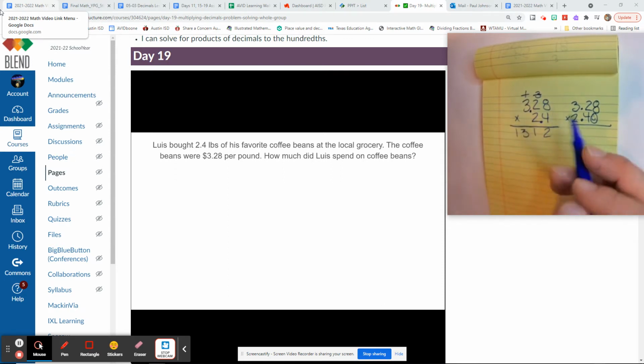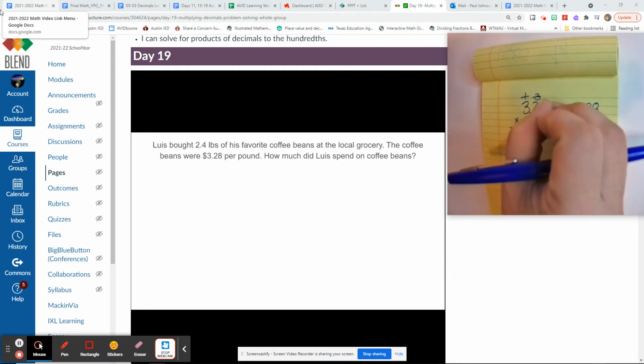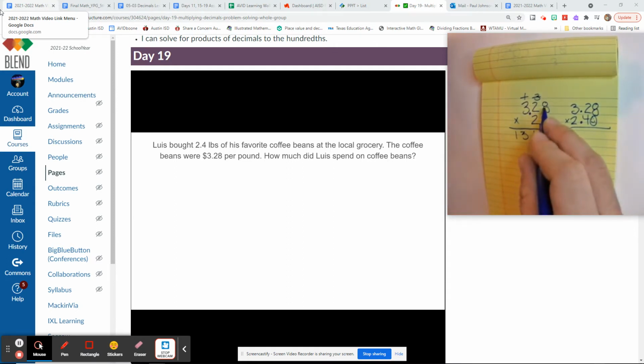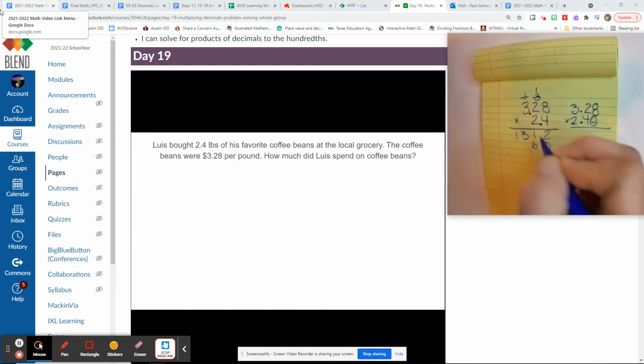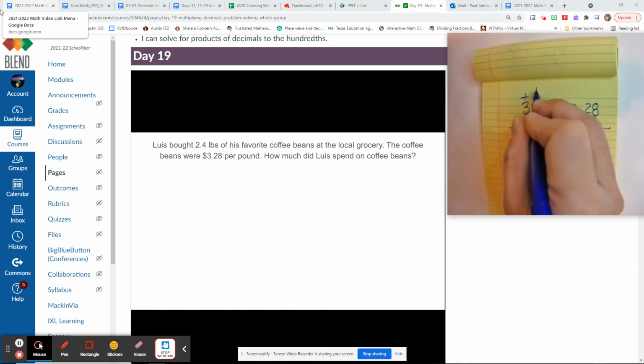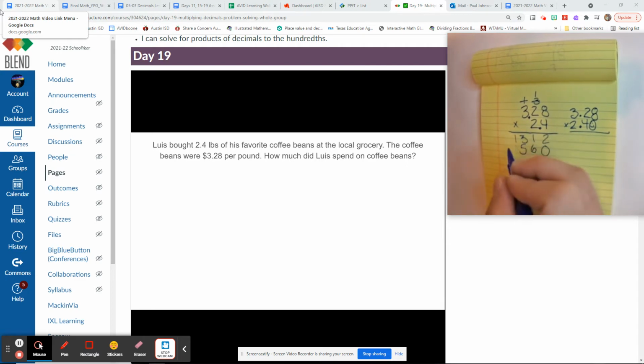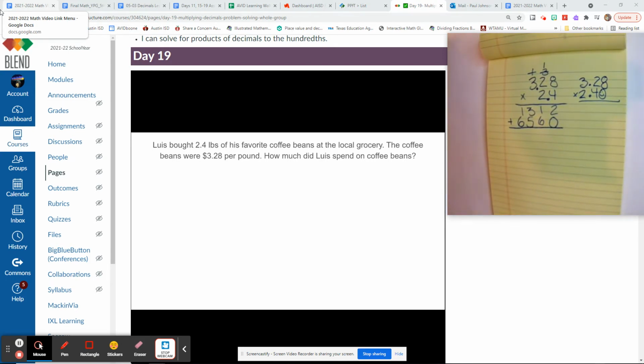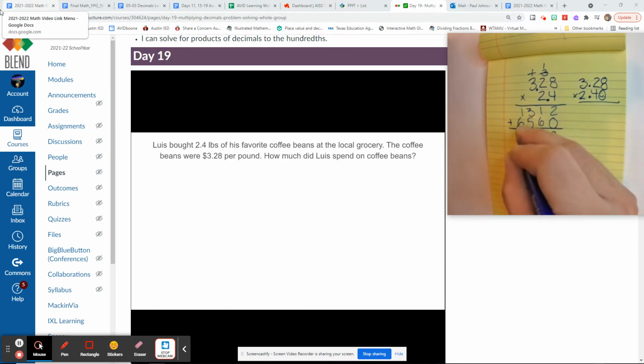All right, so second line, ones place, 0. 2 times 8 is 16. Carry the 1. 2 times 2 is 4, plus 1 is 5. And then 2 times 3 is 6. All right, so now you just add that stuff up. 2 plus 0 is 2. 1 plus 6 is 7. 3 plus 5 is 8. 6 plus 1 is 7. I think I'm saying words in my head, not saying them out loud, so I'm trying to make sure.